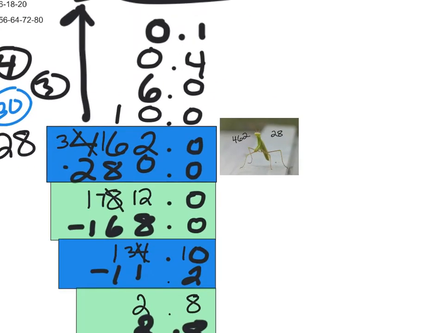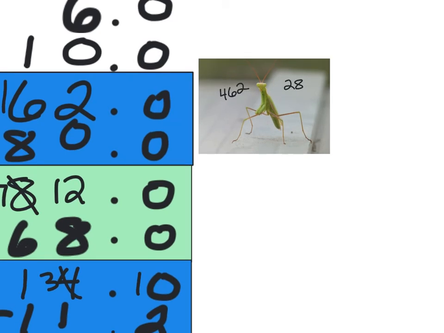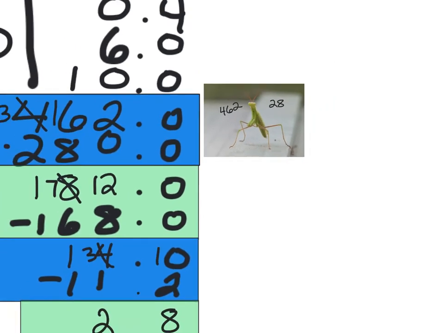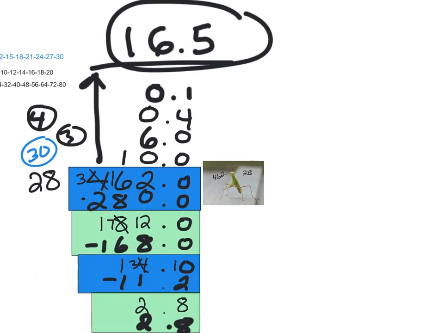So if we go back to the original problem, we've got these 462 insects, some of which are the big bad black widow, and we don't like those, and we've got 28 of these praying mantises. So how many insects must each praying mantis eat? Well, they're each going to have to eat 16, right? And then a half.